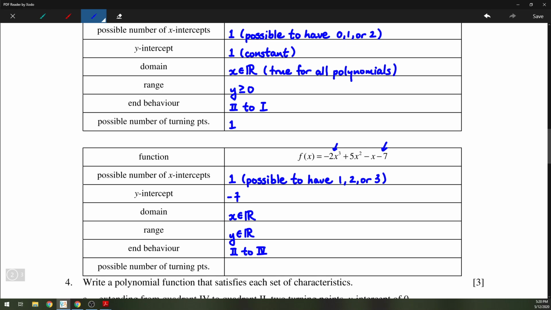Okay, and now this other part is hard to tell as well, unless you draw a graph of it: the number of turning points. This particular cubic function has 2 turning points, but the possible answers are really just 0 or 2.